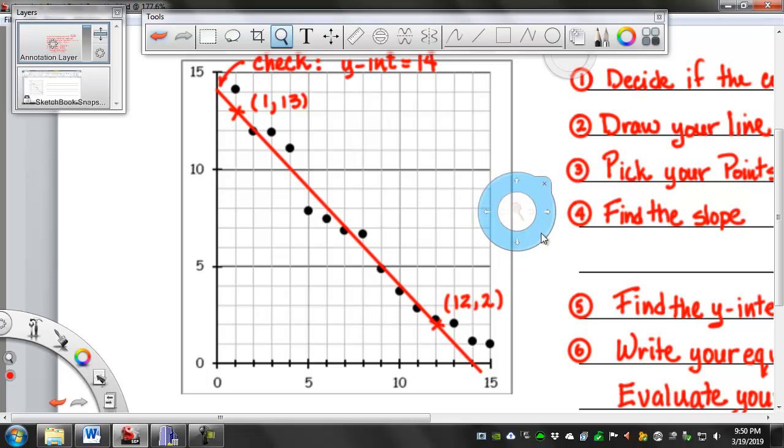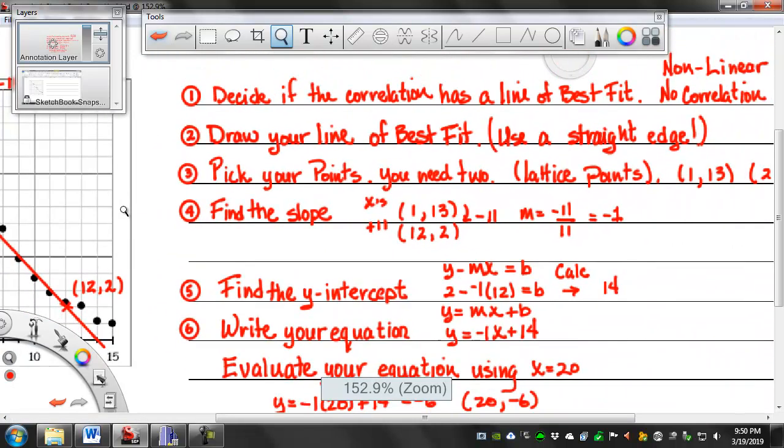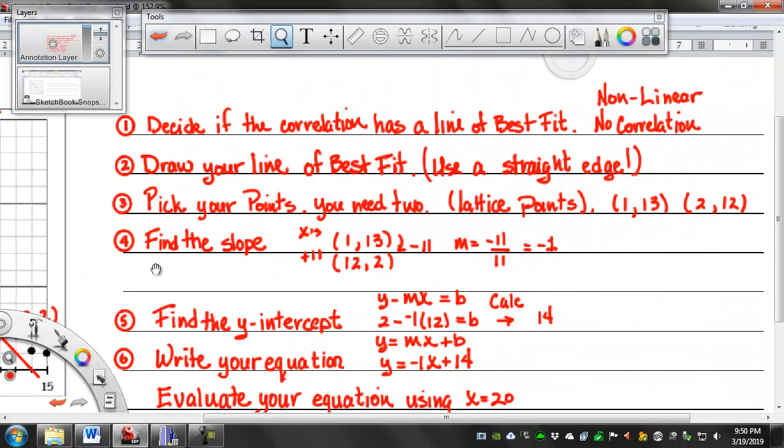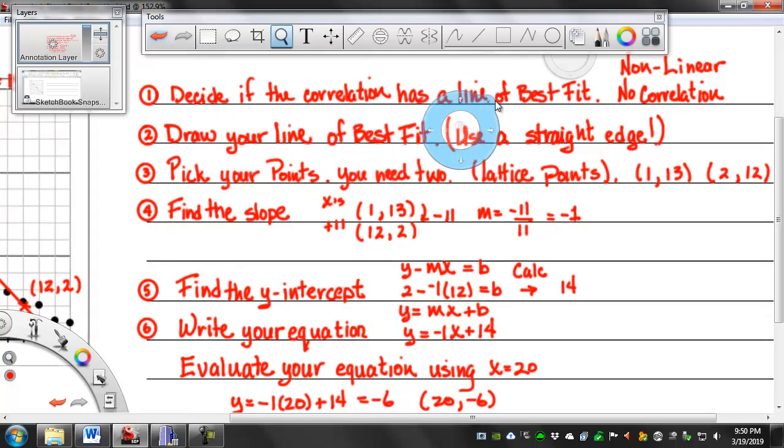So let's move over here to this other side of the screen. So again, we decide if the correlation for the line of best fit is nonlinear or no correlation, we can't do it. It needs to be positive or negative correlation, and so this fits. We draw our line of best fit, use a straight edge, and then we picked off our two lattice points, which is (1, 13) and (12, 2).